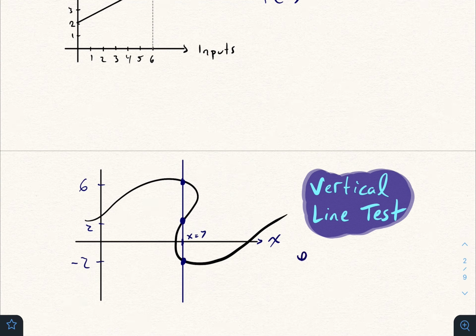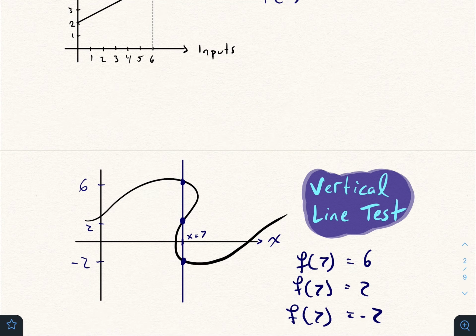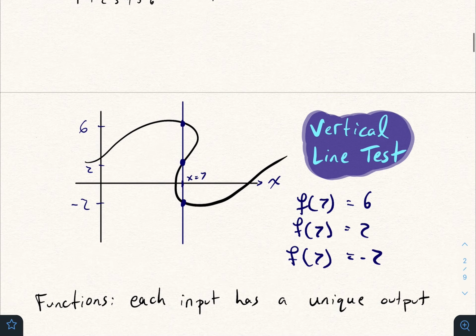And therefore this would tell you that f of 7 is equal to 6, f of 7 is equal to 2, and f of 7 is equal to -2. And so there's a problem with that, because remember the defining characteristic of a function is that each input has a unique output. So the input of 7 gives 6, 2, and -2. You're getting out 3 possible answers for that, and so this would not define a function because you don't have a well-defined value for f of 7. You want to plug in 7 and only get one possible value out.